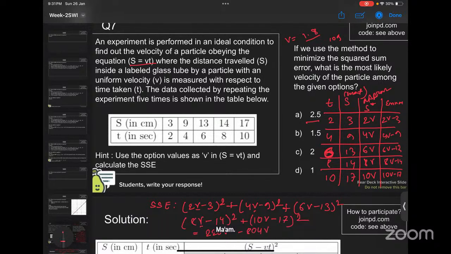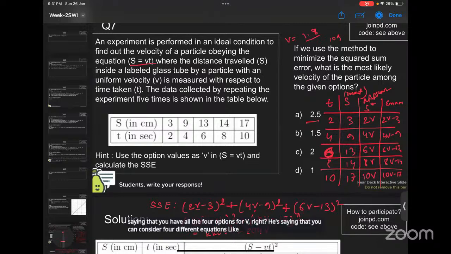Ma'am, can you repeat how the person is saying what we have to do? Repeat all the options. He is saying that you have all the 4 options for V, right? He is saying that you can consider 4 different equations.